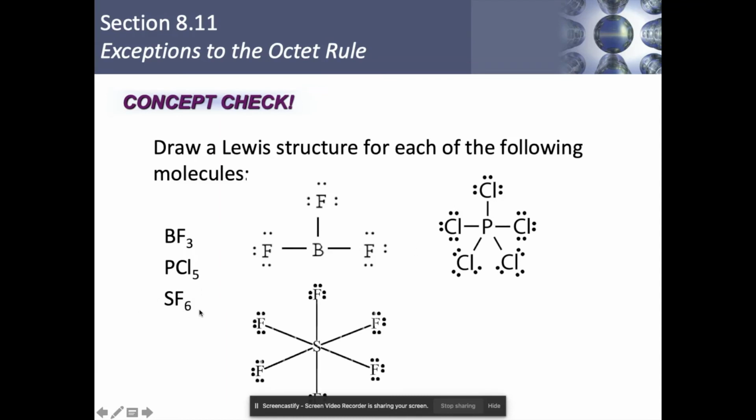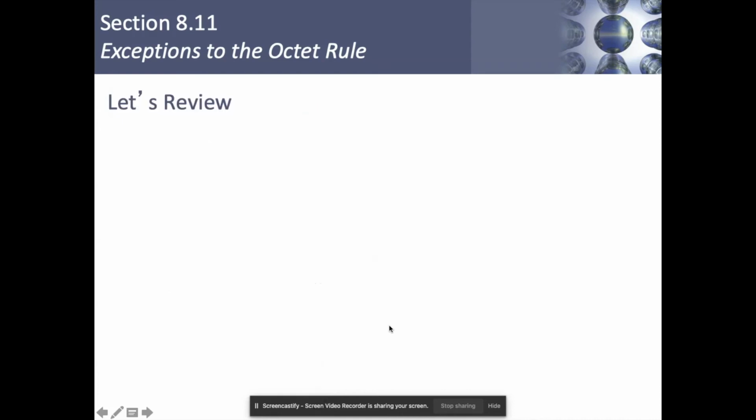SF6, this one's actually kind of a fun one. Again, this sulfur has 12 electrons around itself. But notice that the fluorines all have an octet. So when there are exceptions to the octet rule, it is only the central atom that we're talking about. We're not talking about the outer atoms. Those will always follow the octet rule.